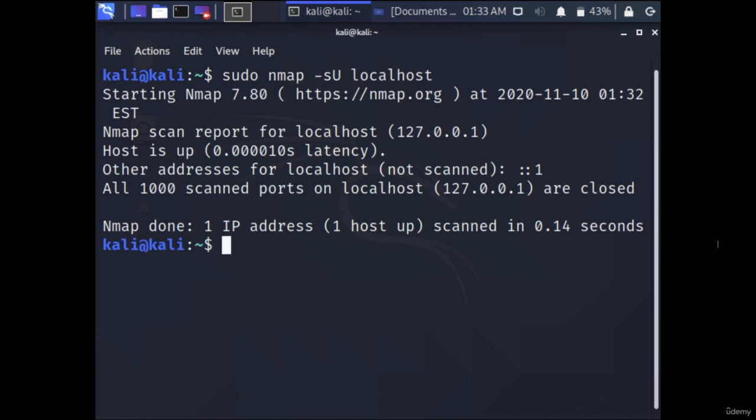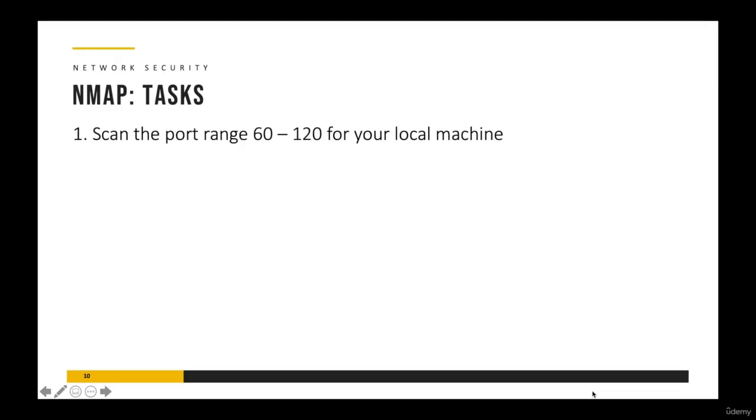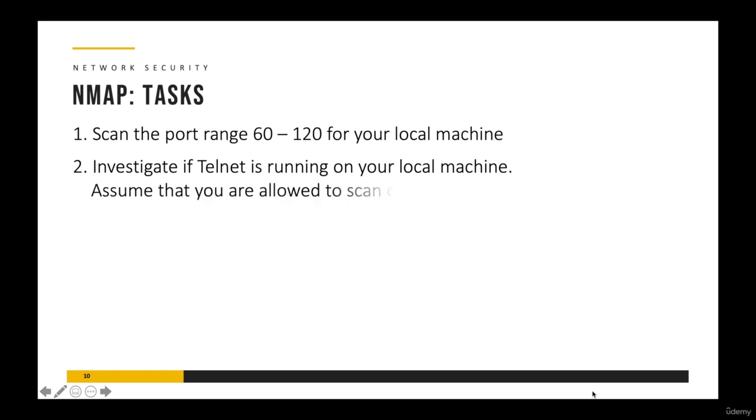We are now going to discuss the tasks that you need to perform. The first task is to do a port scan of a particular range of ports, starting from port 60 to port 120, for your local machine. Instructions on how to do this are shared in the lab document. Your second task is to investigate if Telnet is running on your local machine. The only catch is that you are allowed to scan only a single port. This concludes our lab. I'll see you in the next lecture.